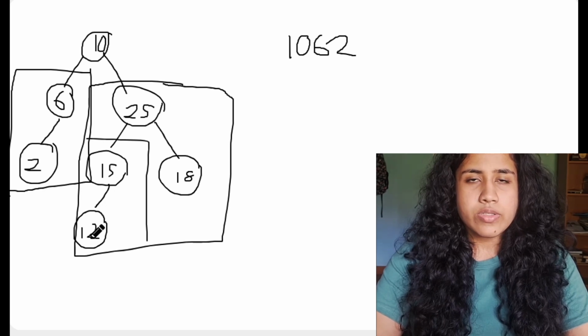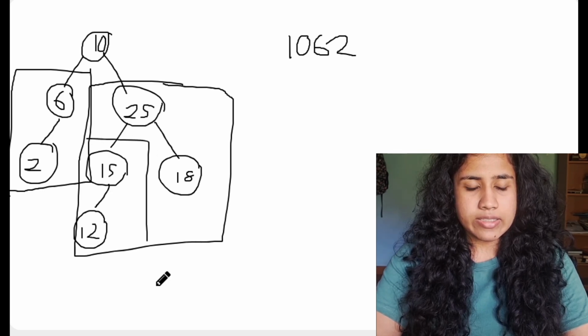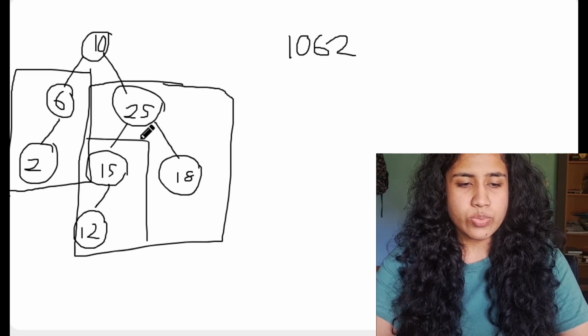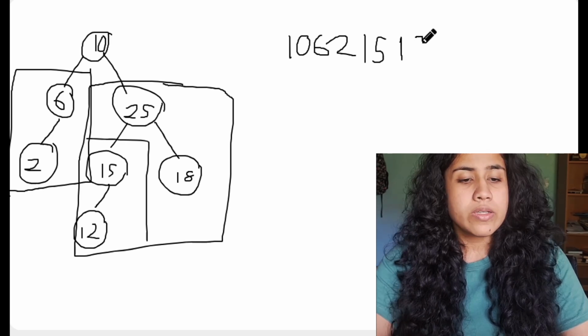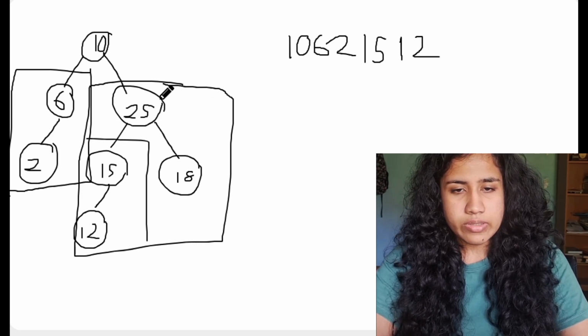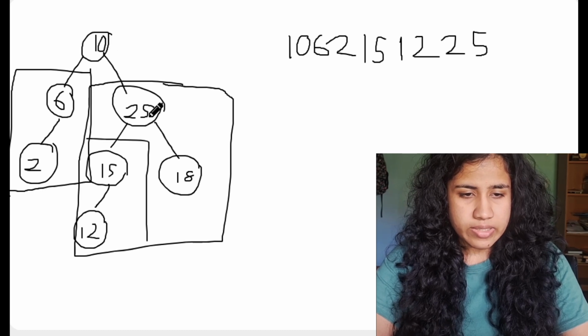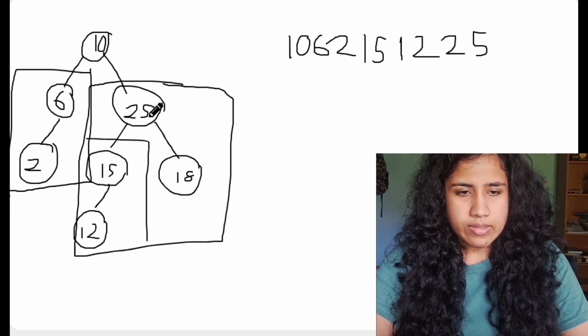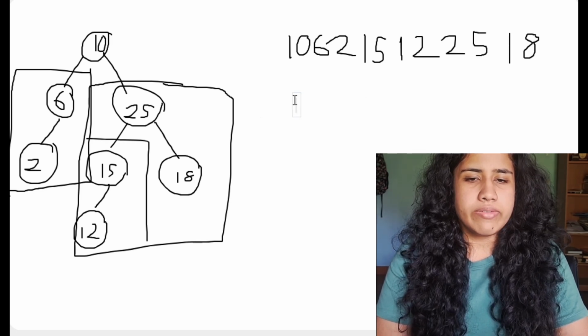So 25. It has a child, so it goes to 15. And it also has a child, but 12 is a leaf node, so this is one side. So 15 is the root node, then 12 the left child, no right child, then again it goes to 25 since it's the root node of this subtree. Then we have to write the right child 18, and that's the pre-order traversal.